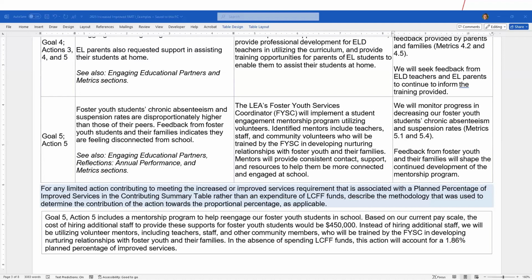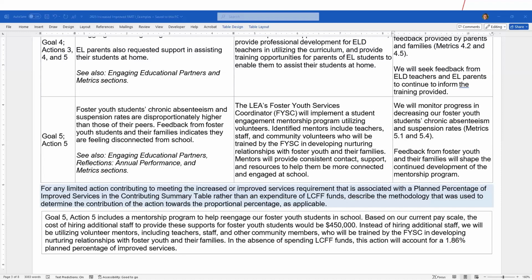So in order for an LEA, in order for a limited action that doesn't have LCAP funding to contribute to your MPP, you have to calculate a planned percentage of improved services. And the way you do so is through a rationale, through an explanation. And that's what lives in this next prompt.